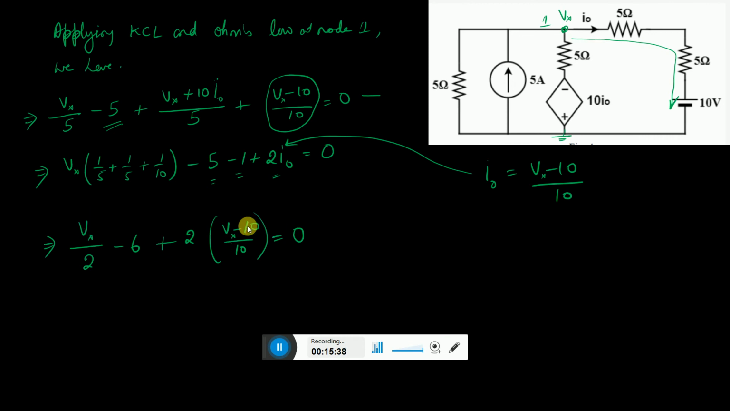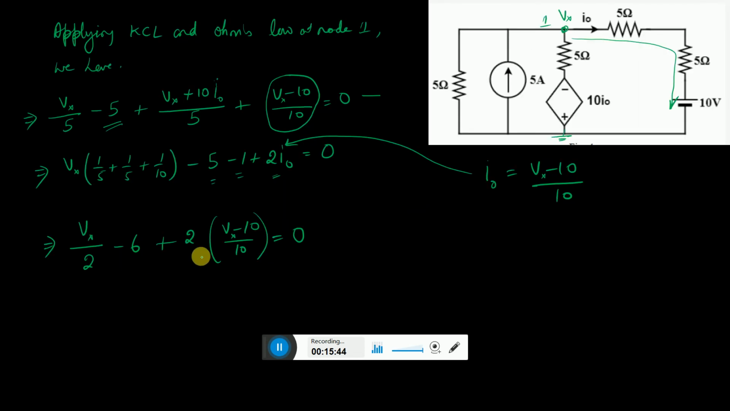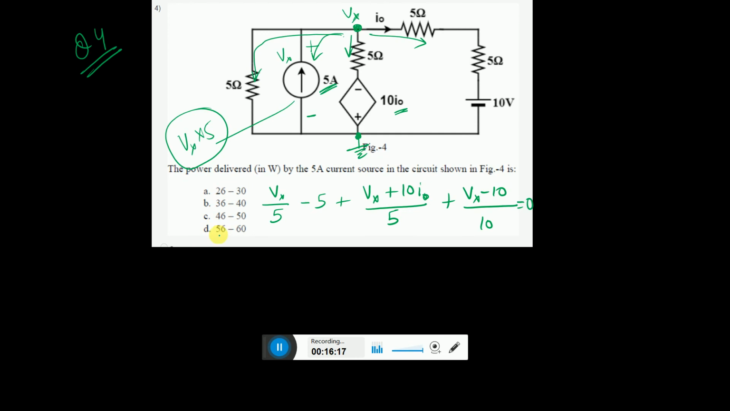So now we have only one unknown variable, and after solving it you will get the value of Vx, which will come around 80 by 7, and this is nothing but 11.428. Now you have got Vx, and the current is 5 ampere. So what is the power? Power is Vx into I, that is equal to 57.148 watt. So that value is coming between 56 and 60, so D is the correct answer.